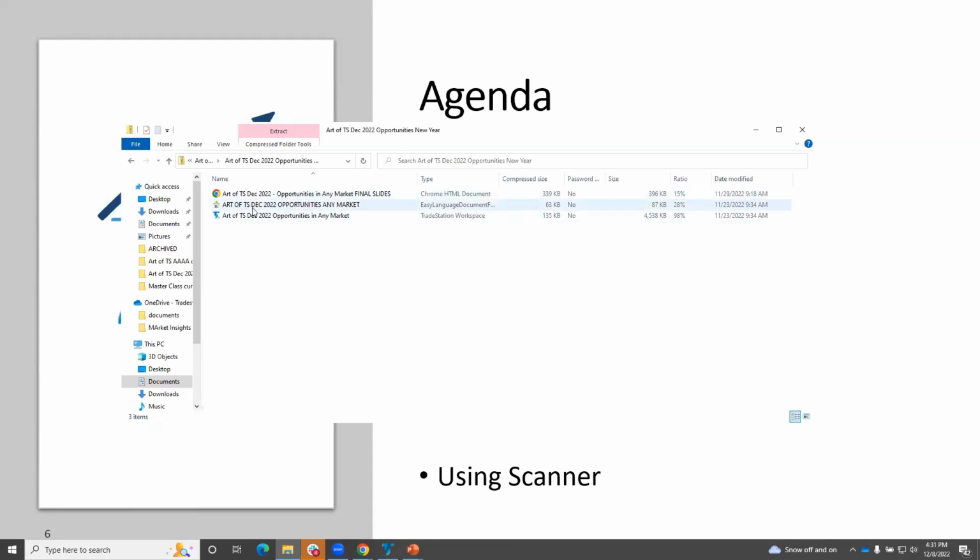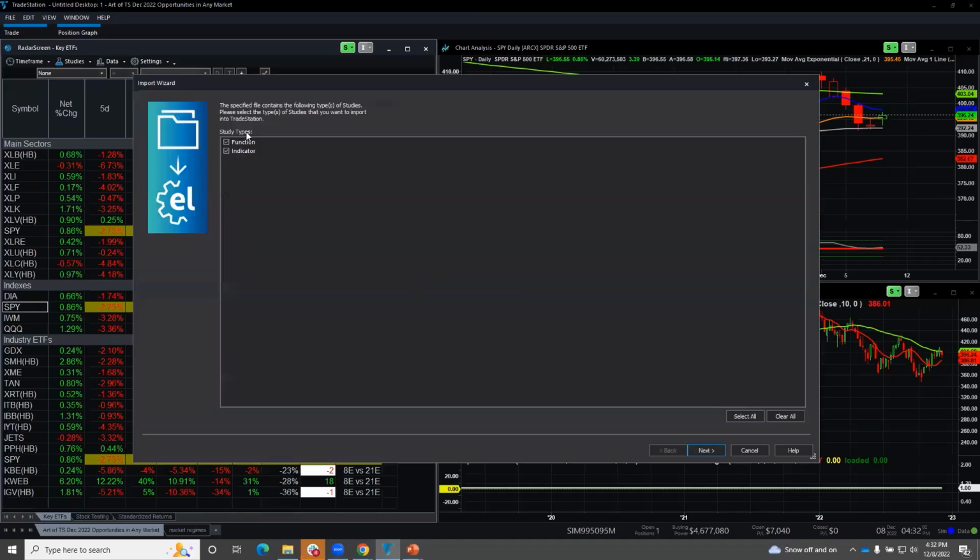Next, you have this file, the Opportunities in Any Market EasyLanguage document. It's the one with a little green thing on it. You want to double click on that first, and it's going to bring up TradeStation. It's going to bring up this wizard, and that wizard will now import a series of studies that we're going to be needing for the workspace. I already have them on my computer, so I'm not going to import them, but you would hit finish and it would import them in.